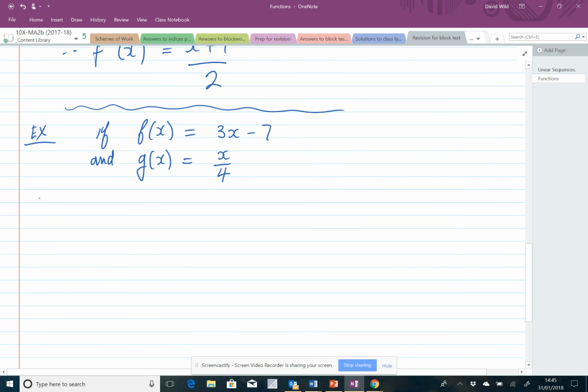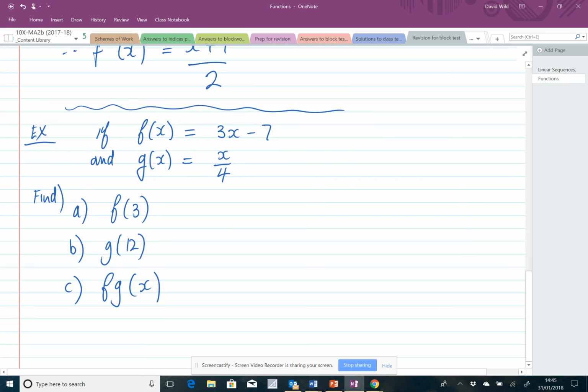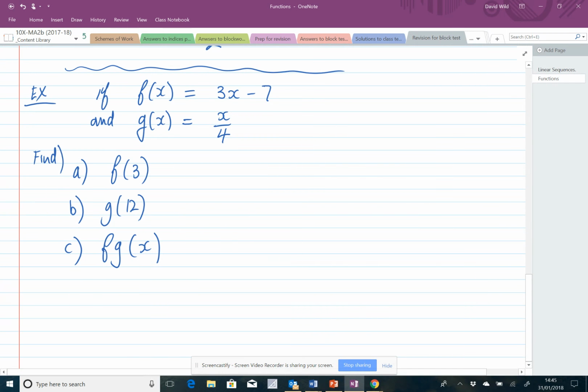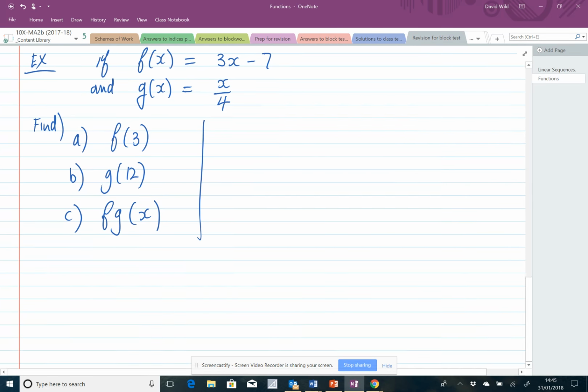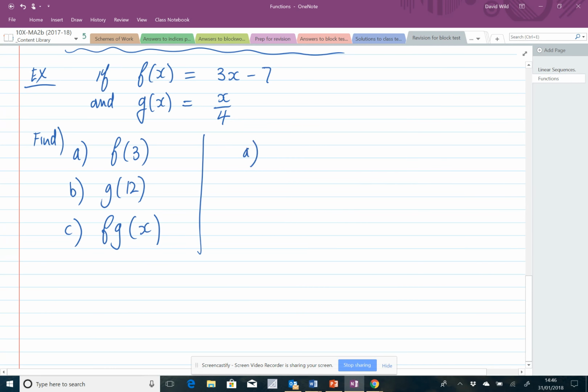Certain types of questions might ask you to find, let's say, A, f of 3. And B, g of 12. And C, we start to do the composite function, so fg of x. We'll come back to that in a minute. Okay, let's start off with part A. f of 3.